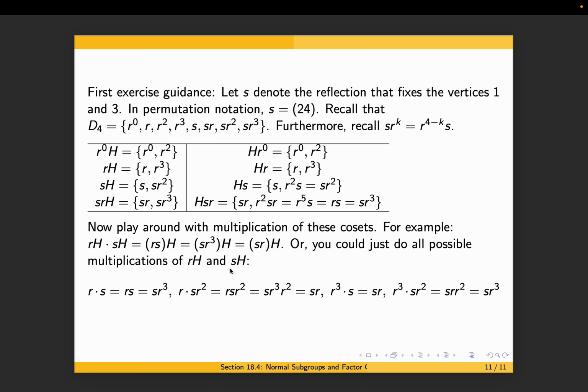And of course, if you wanted to see this another way, this multiplication is just saying, take everything in RH and multiply on the right by everything in SH, form all possible pairs. So you could do R, S, R cubed, S, R, SR squared, R cubed, SR squared. Do all those possible products and see what you get. So R times S is RS, of course, which is SR cubed, because of my formula here.